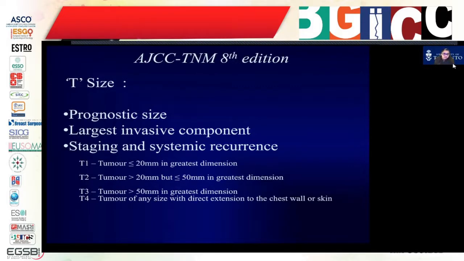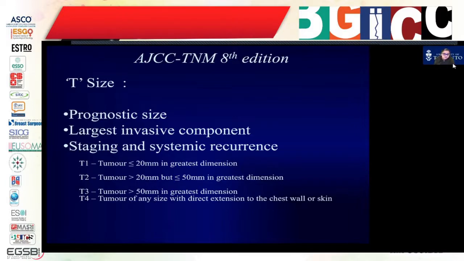It talks about the largest invasive component, which means that it doesn't really include the size of DCIS. This is one of the limitations. I would say that it does not include the size of DCIS, and sometimes you can have a very locally advanced DCIS involving a large volume of the breast, but that does not confer to the T size.